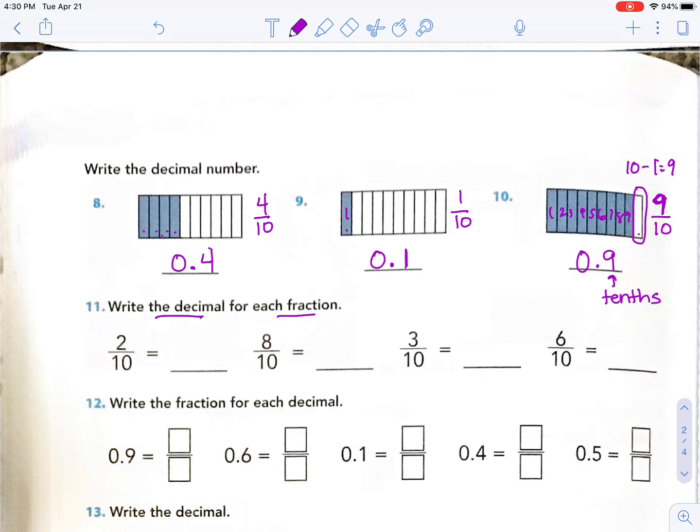So write the decimal for each fraction. Boys and girls, all you have to do, I'm going to show you the trick right now. There's no whole numbers here. None. Go ahead and mark that first. What number goes here in the tenths place? 2. What number goes here in the tenths place? 8. What number goes here in the tenths place? 3. What number goes here in the tenths place? 6. Do you see the pattern, boys and girls? It's an easy peasy pattern when you're just doing tenths.